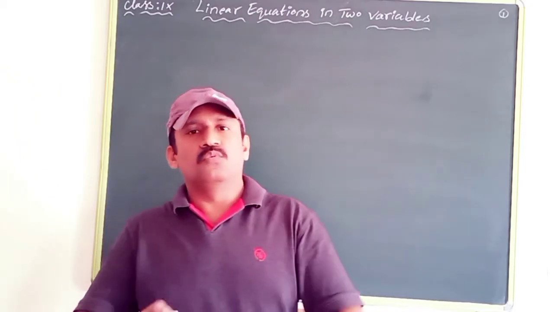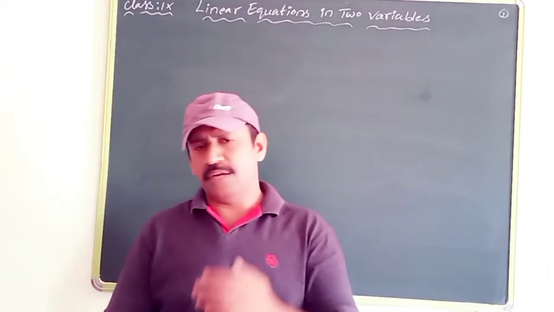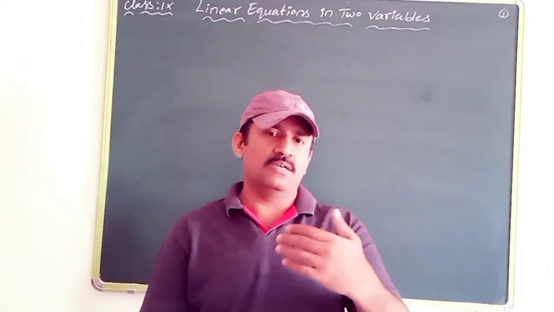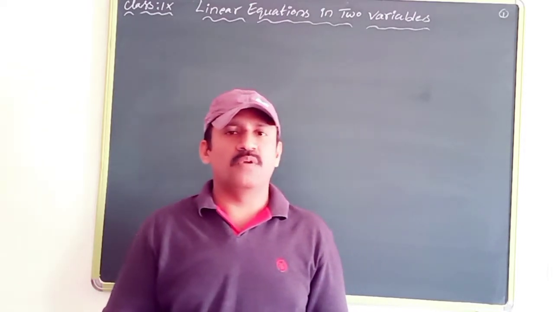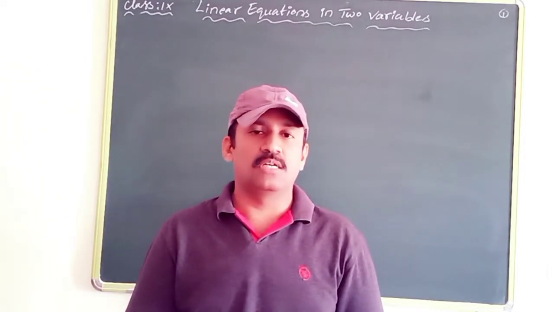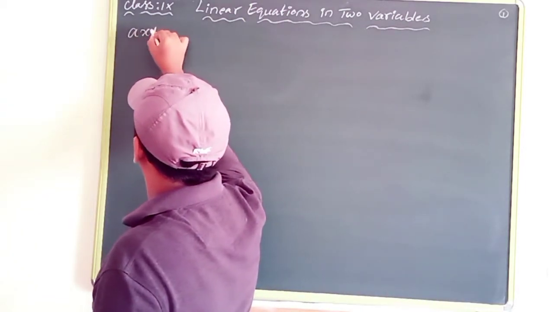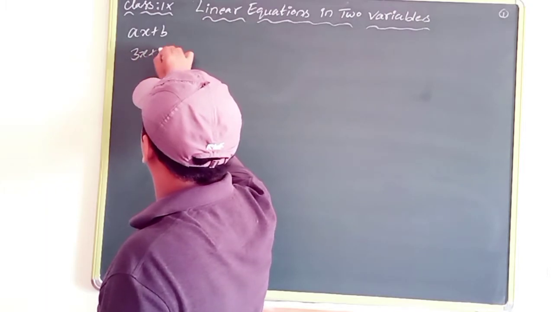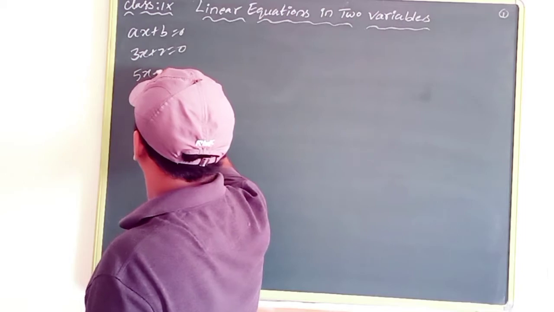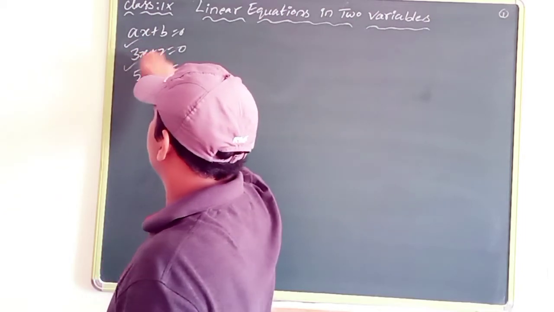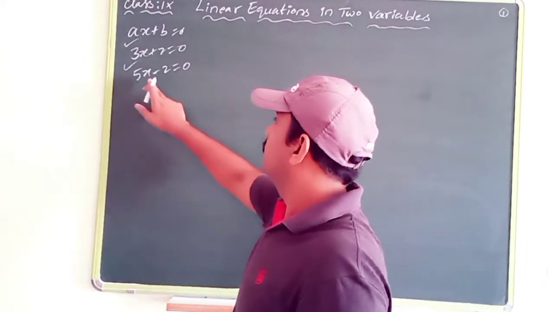Okay, so first of all, the basics we should learn here. What is a linear equation in two variables? And you know in your previous class, that means 7th or 8th standard, you have learned about the linear equation in one variable. That is also called simple equations. A simple equation is in the form of ax plus b, like maybe 3x plus 2 equal to 0 or 5x minus 2 equal to 0. These types of equations are called simple equations or a linear equation with one variable.